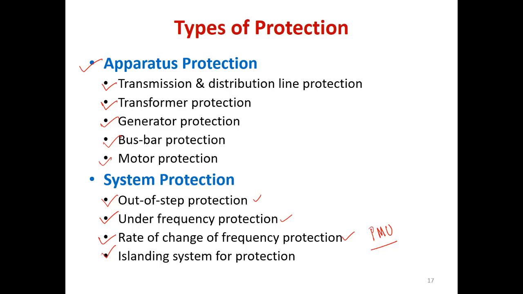So basically, broadly we can classify the protection schemes into two types. One is apparatus protection, the second one is system protection. In apparatus protection we have these schemes: transmission and distribution line protection, transformer protection, generation protection, and bus bar protection. We will cover all these apparatus protection schemes, and also a few of the system protection schemes, not much beyond this. So we will focus more on apparatus protection.